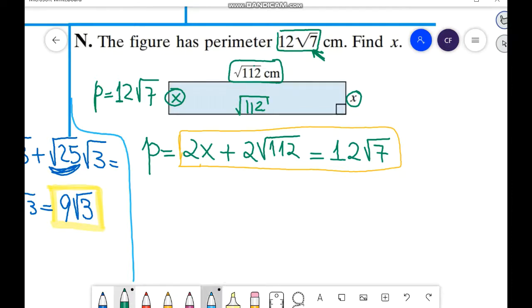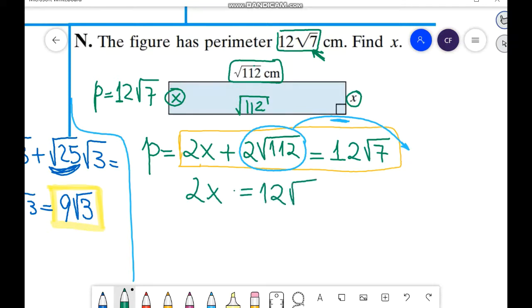To solve this equation, apply the addition property of equality and the multiplication property of equality. The first thing, applying the addition property of equality, is to move this to the other side by subtracting 2 square root of 112 from both sides. Then this will disappear from this side and show up on the other side with a negative, the opposite sign. 2x equals 12 square root of 7 minus 2 square root of 112.